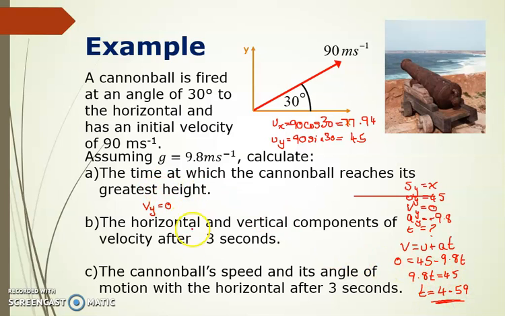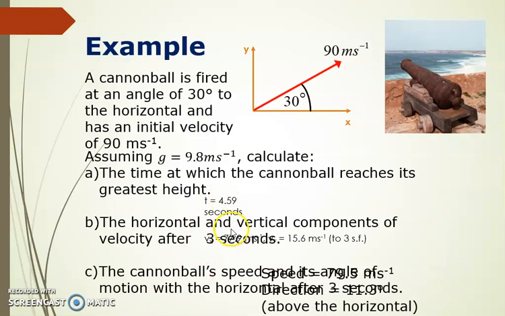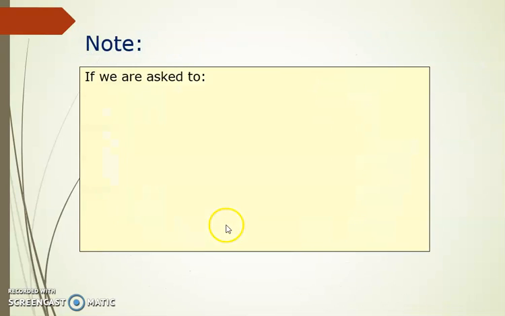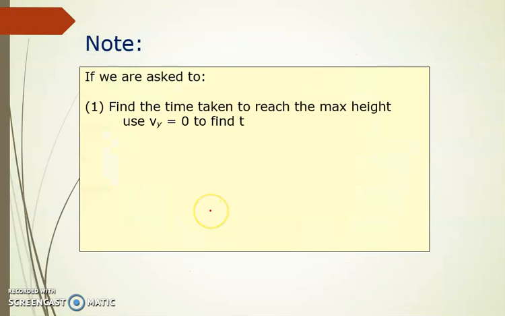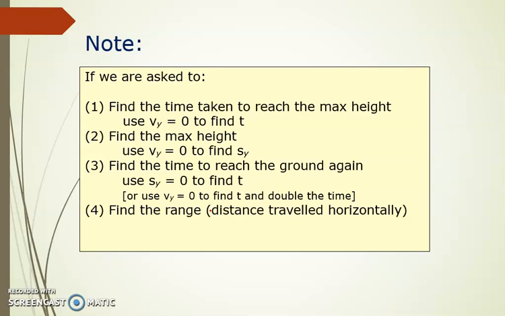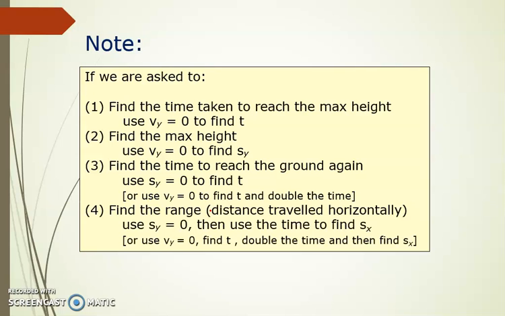Now we're not going to finish this. So we've got these two questions to do. 4.59 was right, by the way. And I want to just show you this. These are a bunch of rules that I want you to copy down into your notes. It says, find the time taken to reach the maximum height. We're going to use vy equals 0. You want the maximum height? Use vy equals 0 to find this sy.